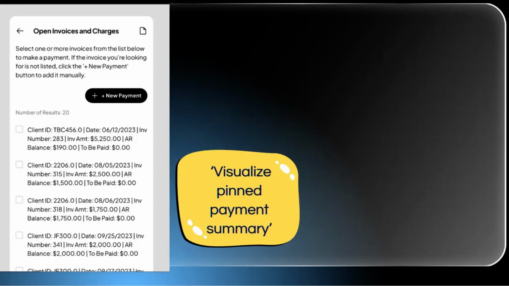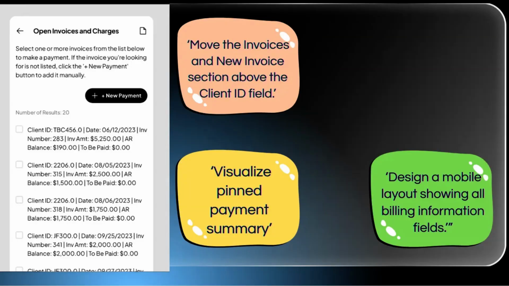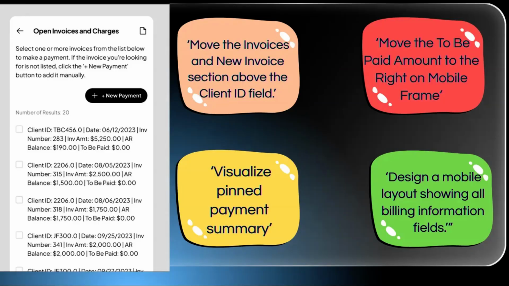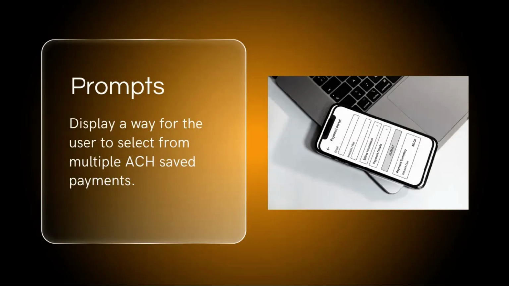Then I went through a series of prompts, some basic like, visualize a pinned payment summary section that is displayed below the payment method and billing information sections. Then I layered in specific requests like, move the invoices and new invoice section above the client ID field. Or, design a mobile layout showing all billing information fields. And move the to be paid section with amount to the right side of the mobile layout. I even asked for new UI elements, like a floating summary box or a way to show multiple ACH accounts. Each time, Galileo responded with a new layout, and I kept refining.